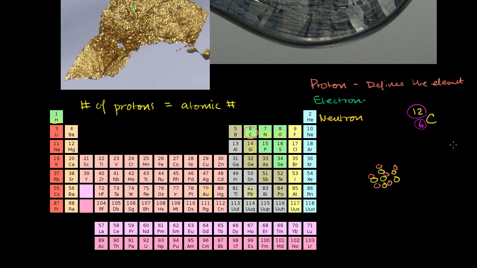If it is neutral, it'll also have 6 electrons. So let me draw those 6 electrons. 1, 2, 3, 4, 5, 6. And one way, and this is maybe the first order way of thinking about the relationship between the electrons and the nucleus, is that you can imagine the electrons are kind of moving around, buzzing around this nucleus.